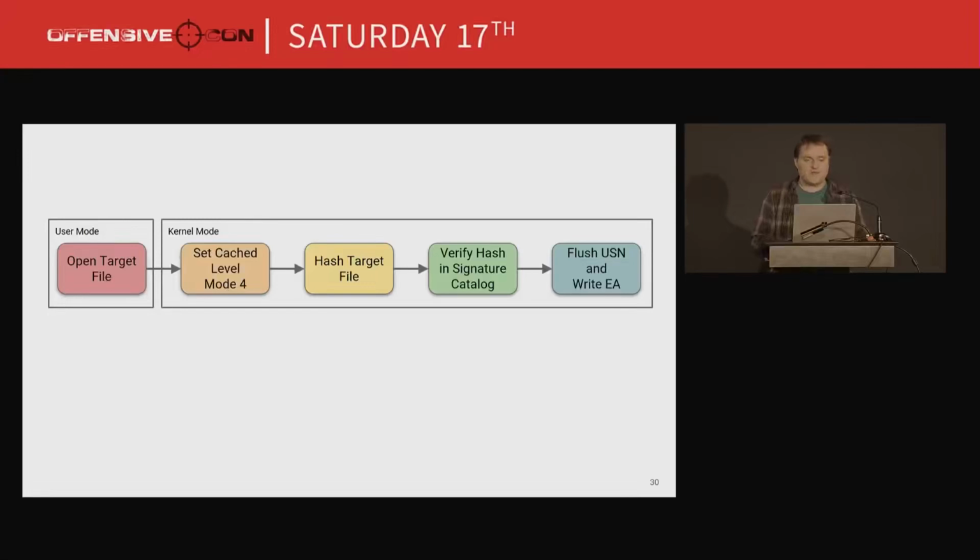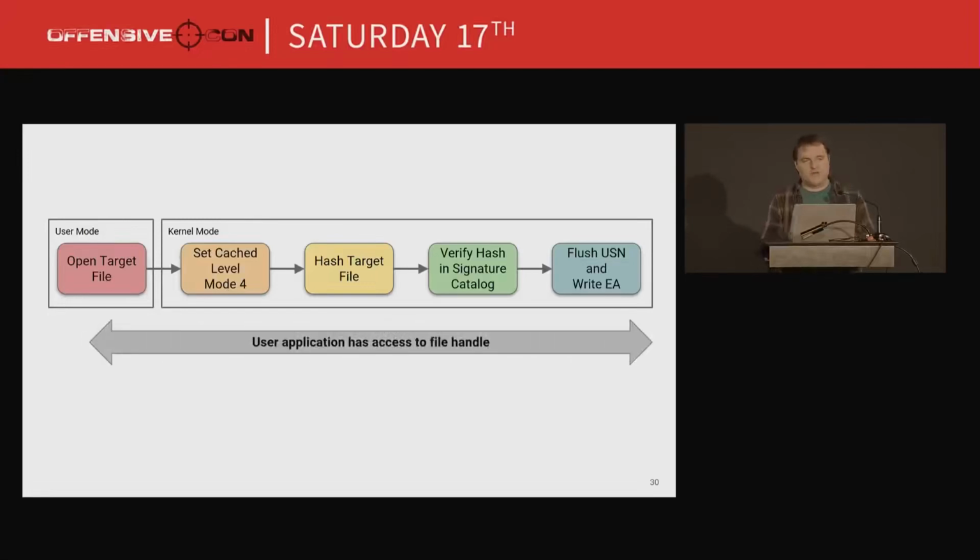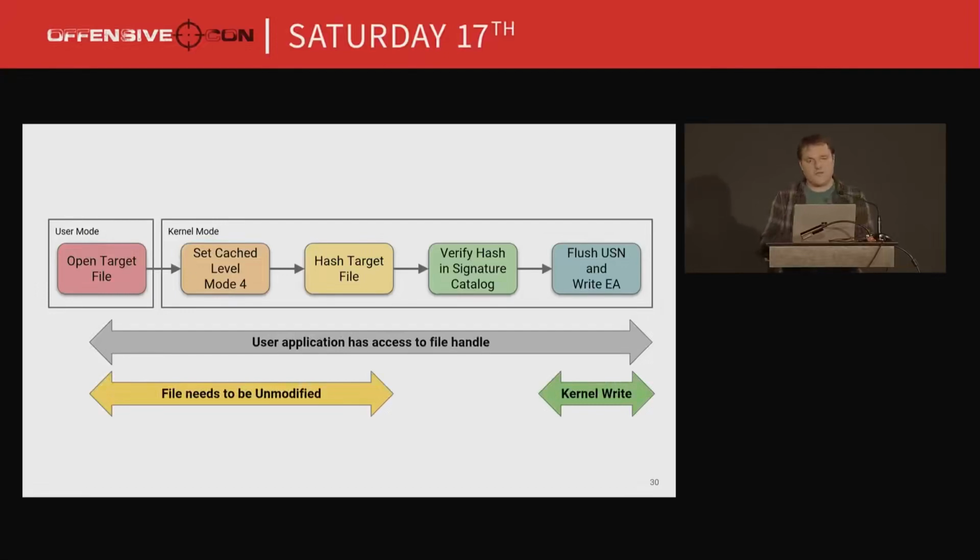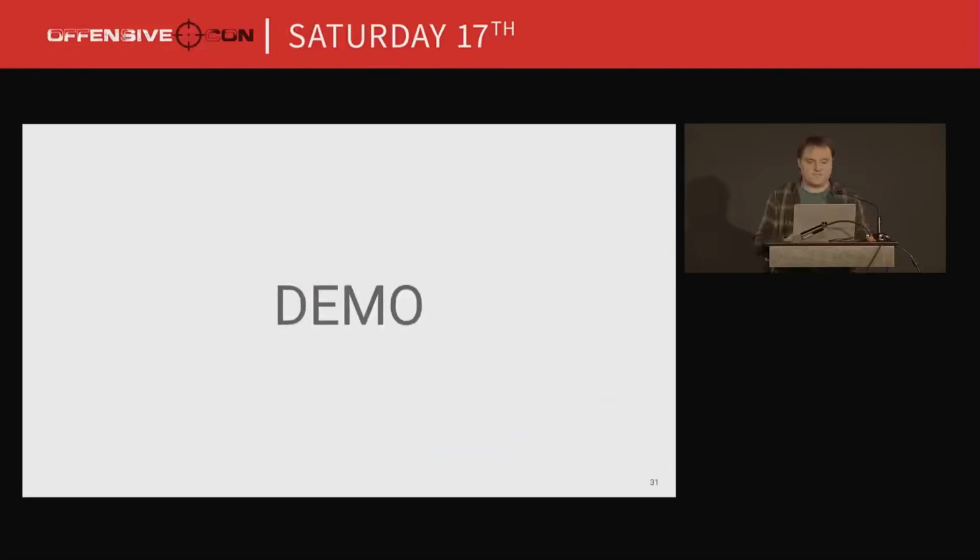But what I found interesting was that because we didn't pass the file path, we just passed the handle, throughout this entire process user mode has access to the target file. However, only the first couple of steps require that the file not be modified. Up until the point where the file is hashed, and anytime after that until the kernel tries to write the extended attribute and flush the change journal, in theory we can actually modify the file. So is there a window of opportunity in this little space that we can exploit, to modify the file and get it to cache sign a file it didn't expect?